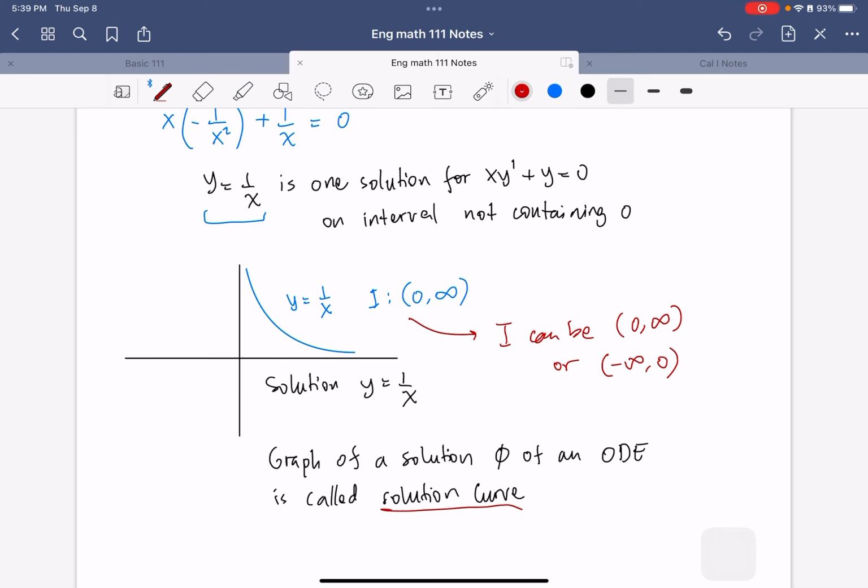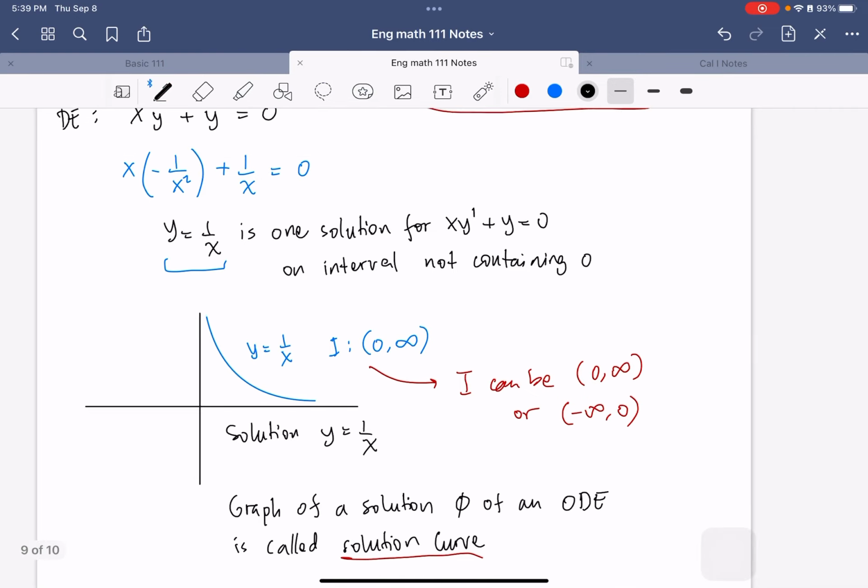So if I'm giving you other functions and they can be defined in the interval, you need to consider the interval. Okay, that's the solution curve.